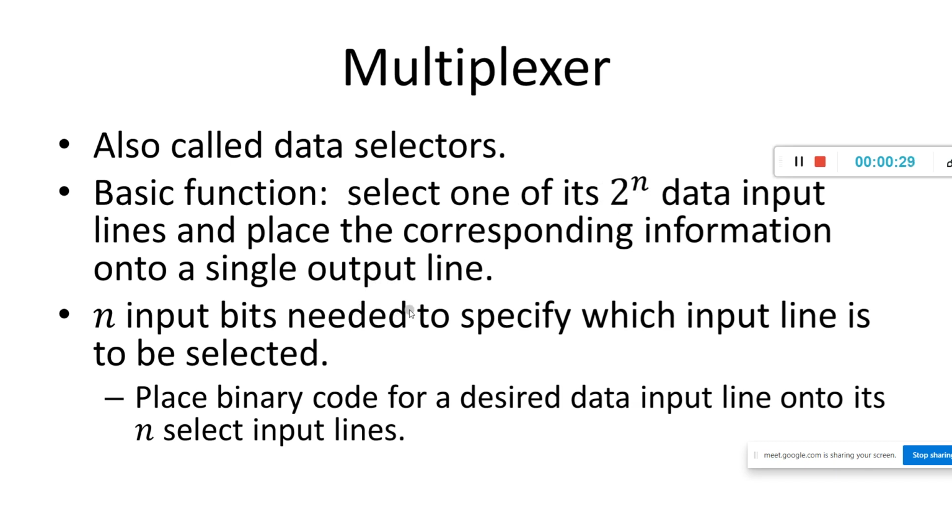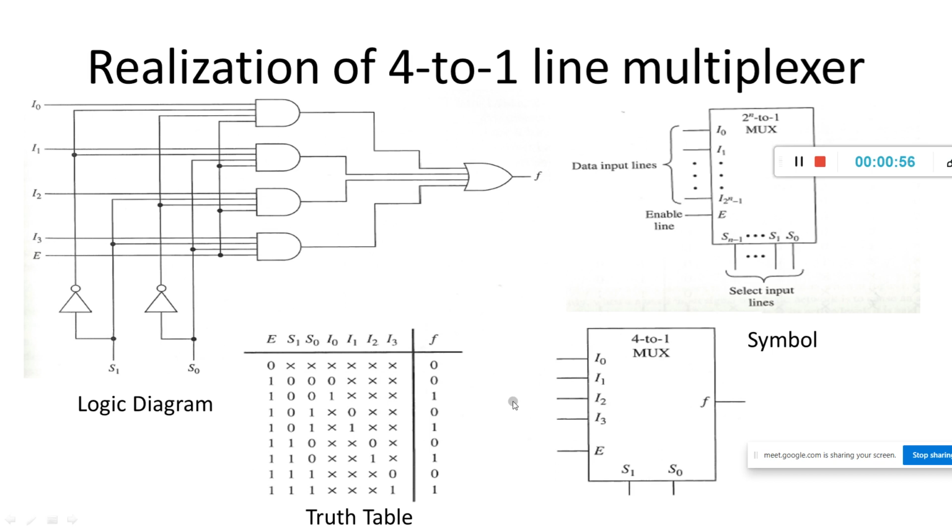N input bits are needed to specify which input line is to be selected. We need to place a binary code on the N select lines. Depending on the N select lines, the data input will be selected and then transferred to the output line. Always the output is a single output line. So this is the 4:1 mux realization.